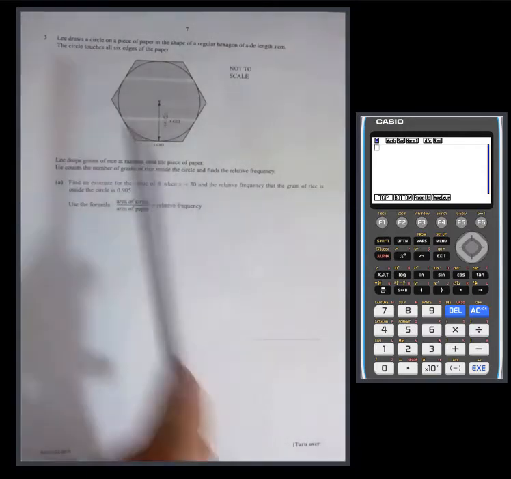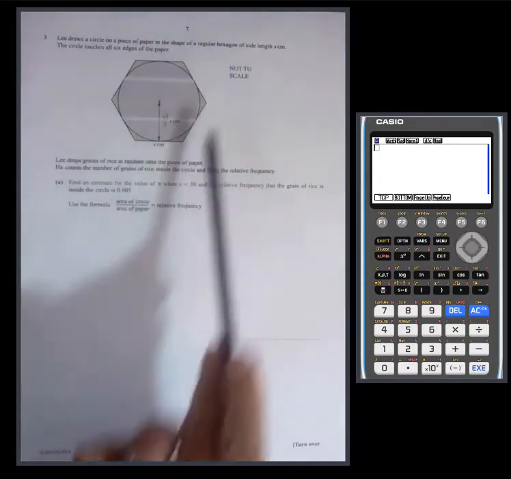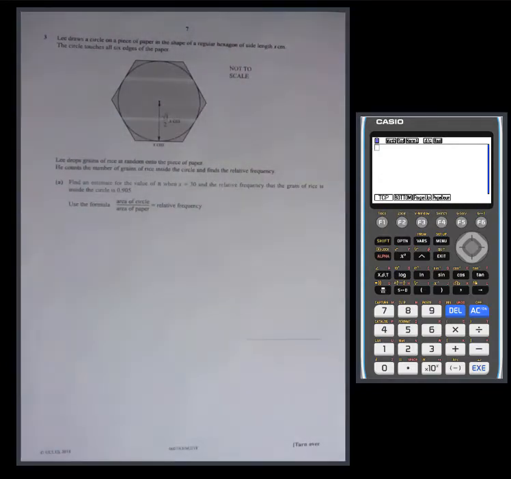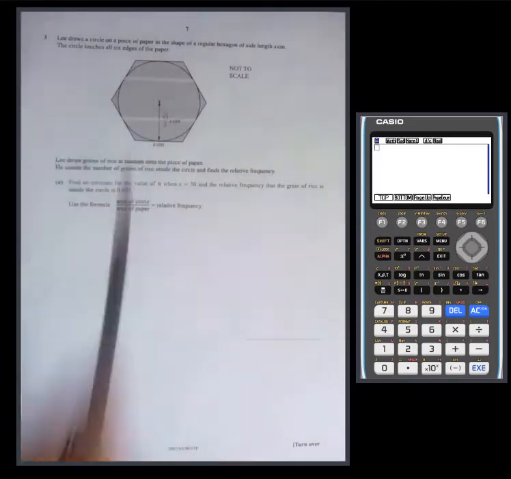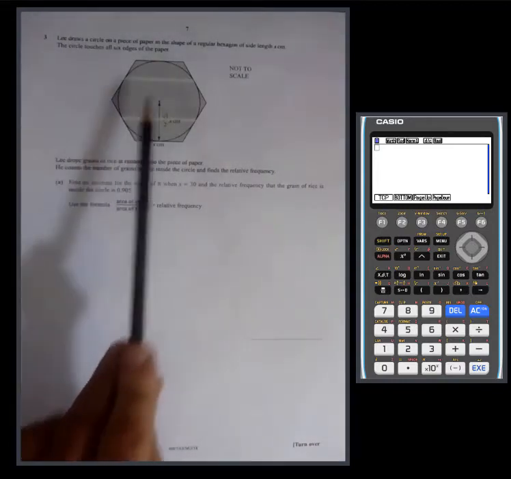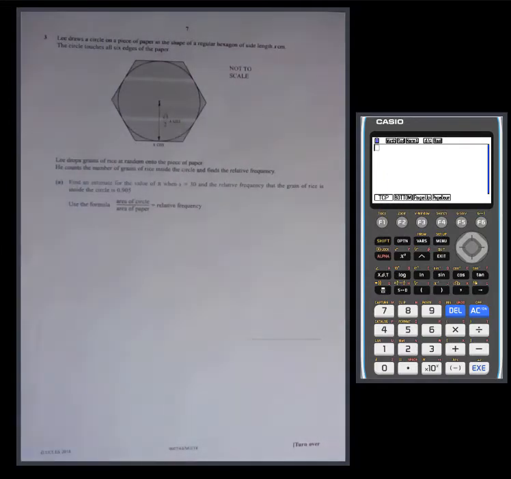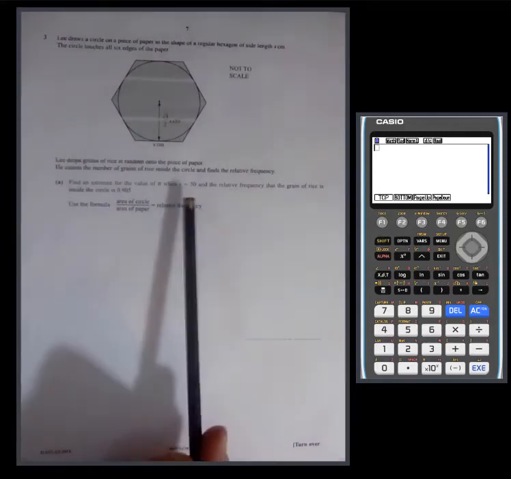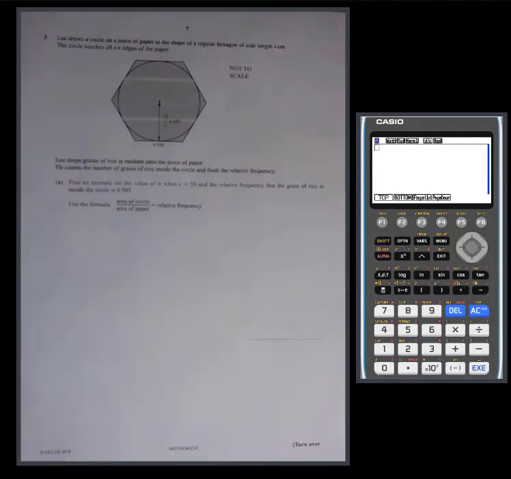So Lee draws a circle on a piece of paper in the shape of a regular hexagon with side length x. The circle touches all 6 edges of the piece of paper. Right, just from observation, you can see gradually these circles are starting to cover more and more of the shape. It may be useful for later. Lee drops grains of rice at random onto the paper. He counts the number of grains of rice inside the circle and finds the relative frequency. Find an estimate for the value of pi when x equals 30 and the relative frequency that the grain of rice is inside the circle is 0.905.